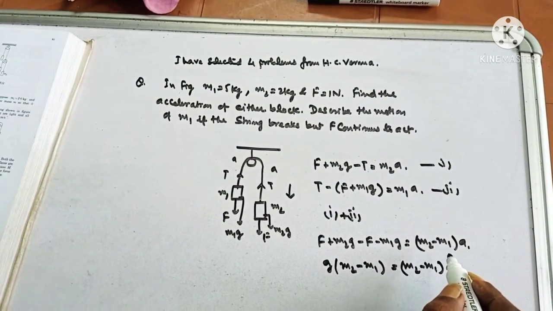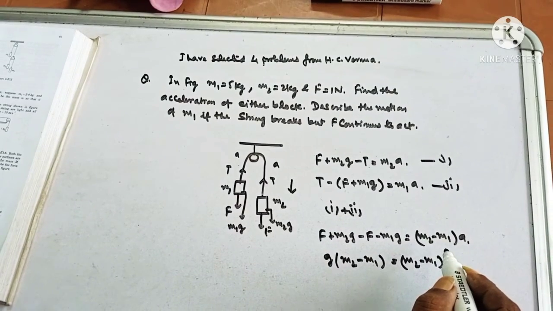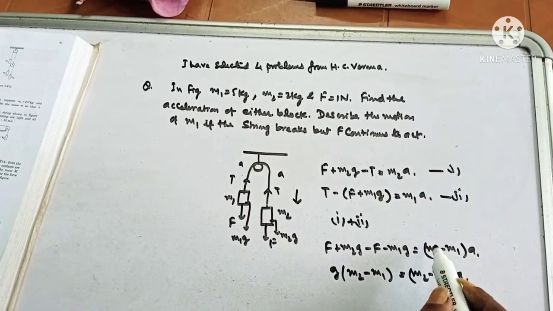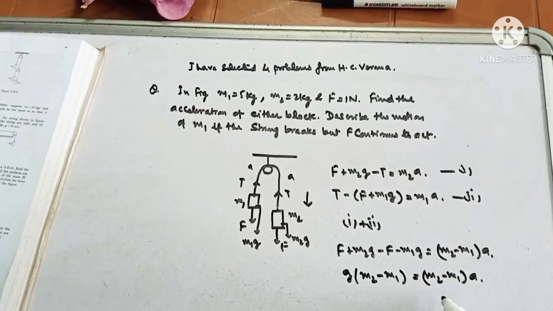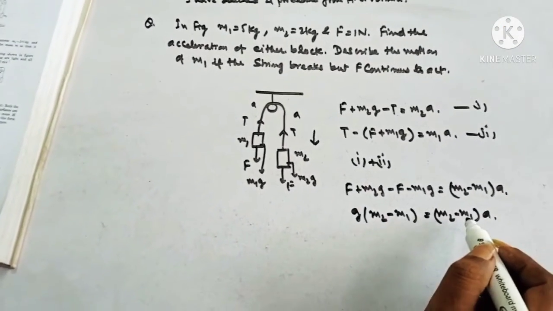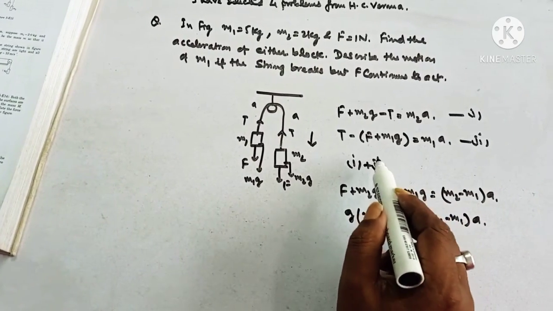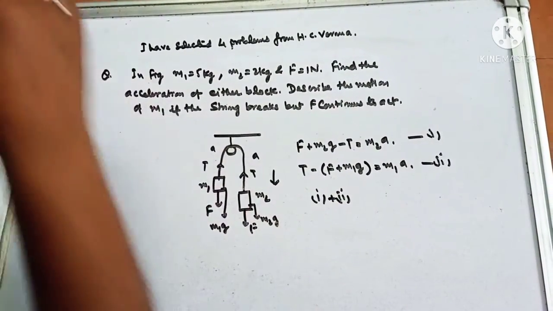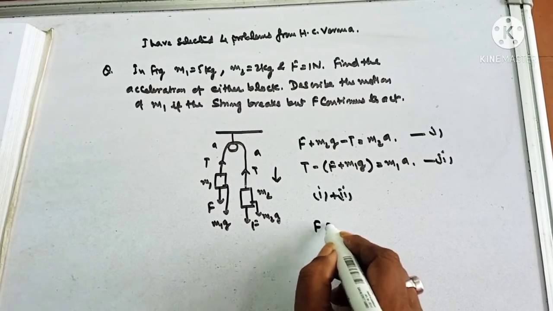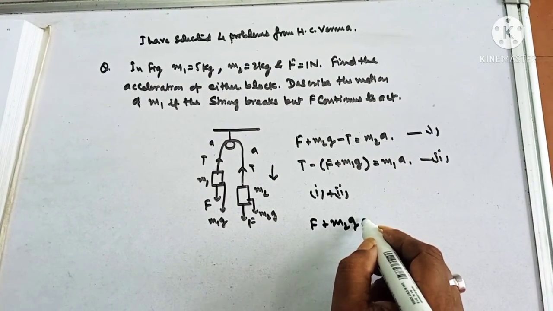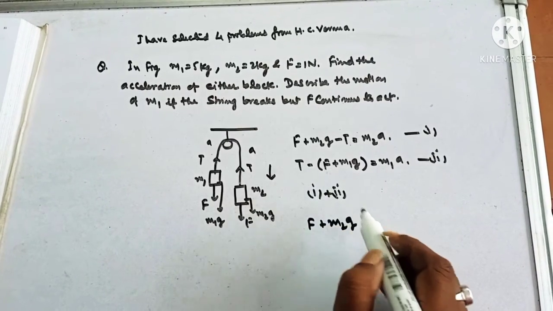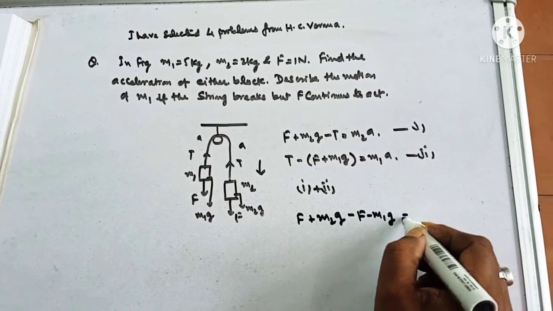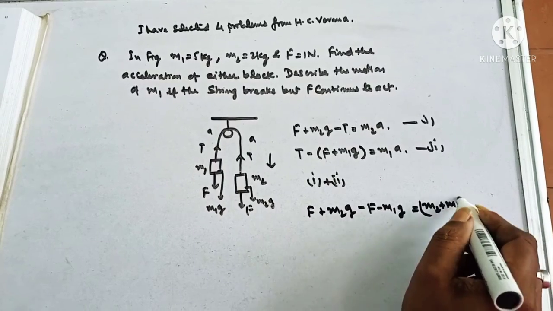Here I'm getting G, that is acceleration is the same. Since acceleration is the same, here I have to add. I have made a mistake here, so something wrong has come out. Adding 1 plus 2, this dt cancels out: F plus m2g minus F minus m1g is equal to (m2 plus m1) into A.